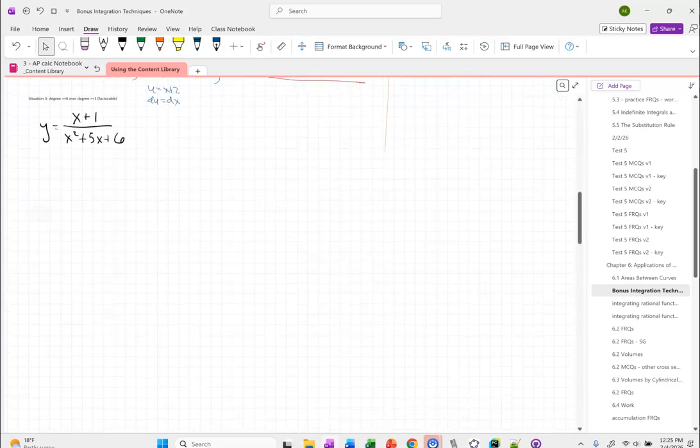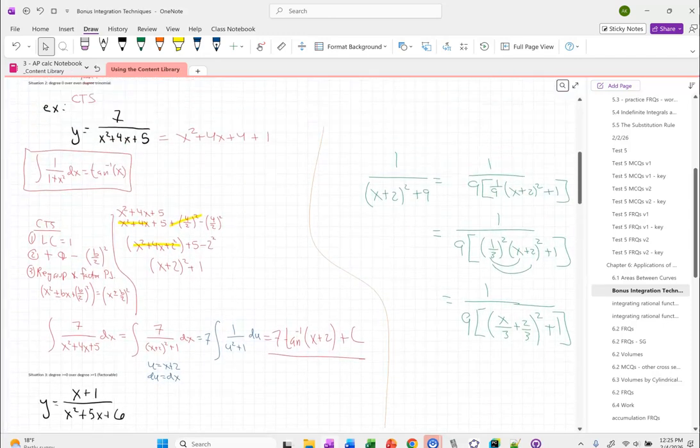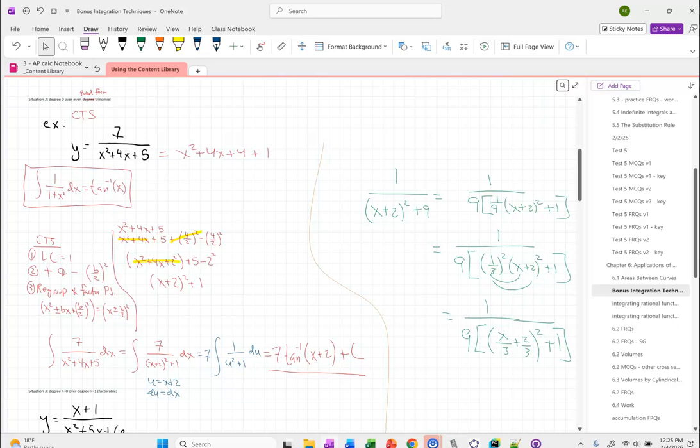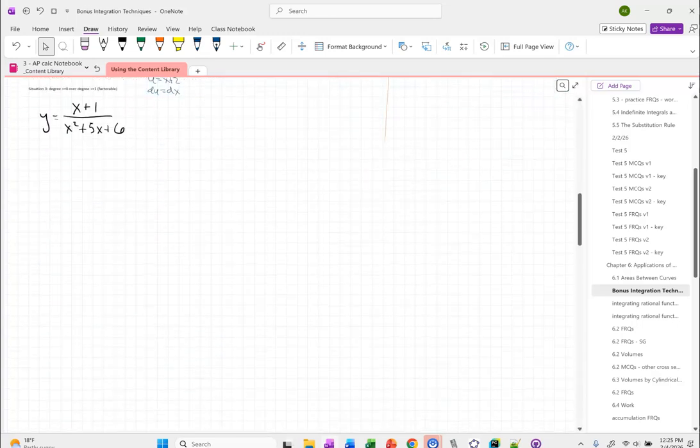Last type. So here again, the degree of the numerator is less than the degree of the denominator, but the denominator this time is going to be factorable. Notice that this denominator is not factorable. That's how we know it's a tan inverse problem. This denominator is factorable. We're going to do something different here.